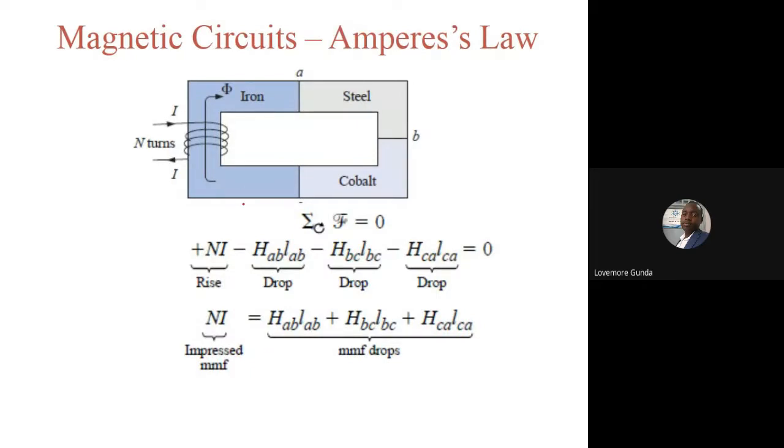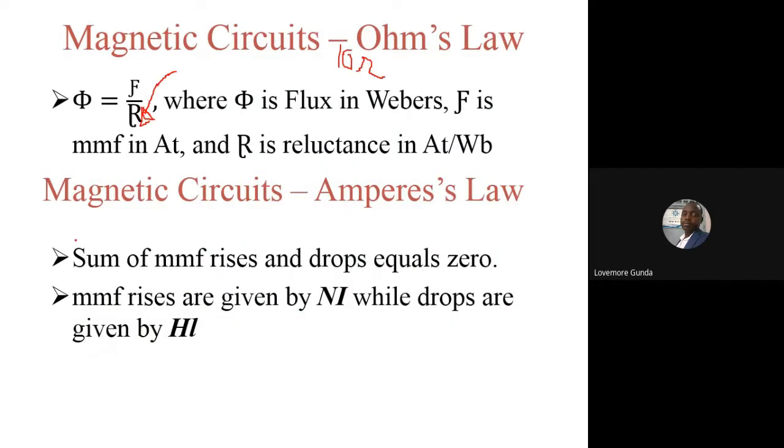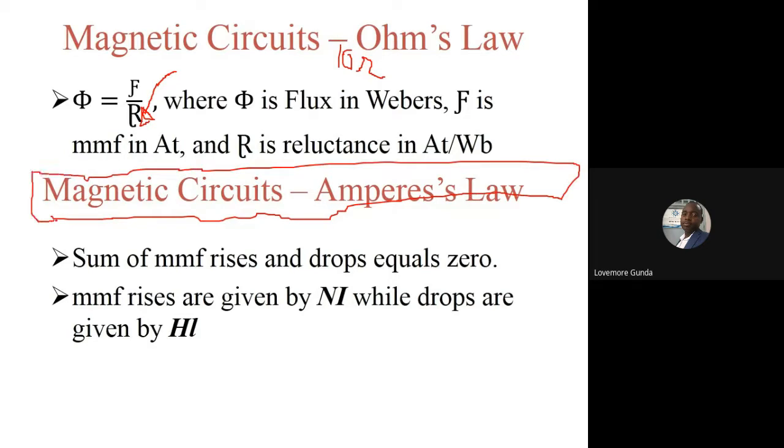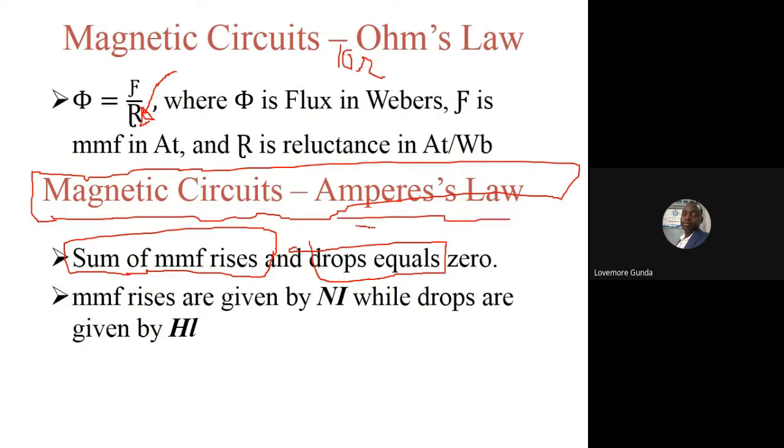So as an example, this is an example, right? Okay, let's go back a bit. Also, we have laws for magnetic circuits, just as we have laws for electric circuits. So the sum of mmf rises is equal to the sum of mmf drops, right? I'm sure I still remember what this is. This is Kirchhoff's voltage law, right? So here it is Ampere's second law, right?